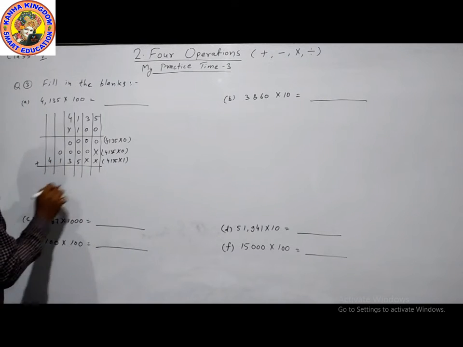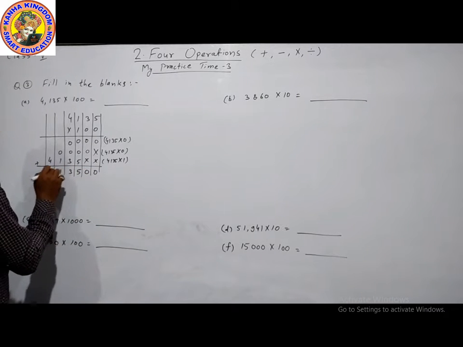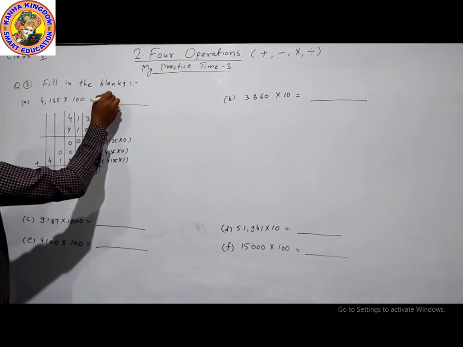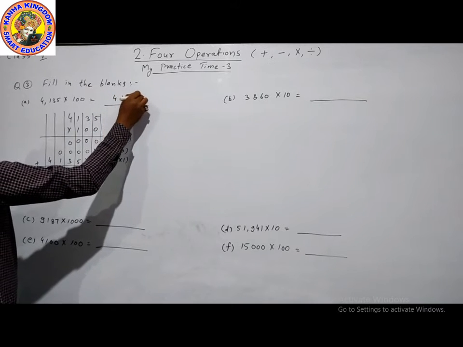Now we will add these numbers. 0, 0, 5, 3, 1, 4. The answer is 413500.